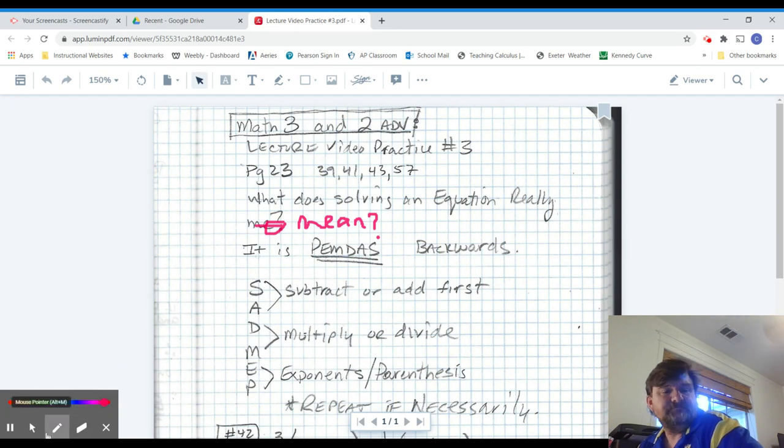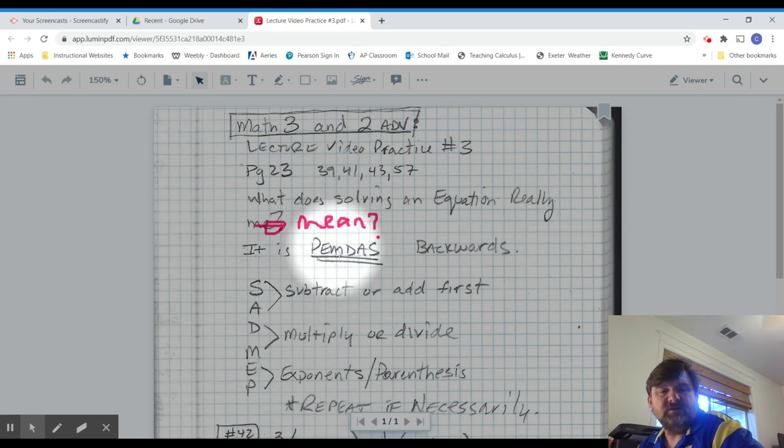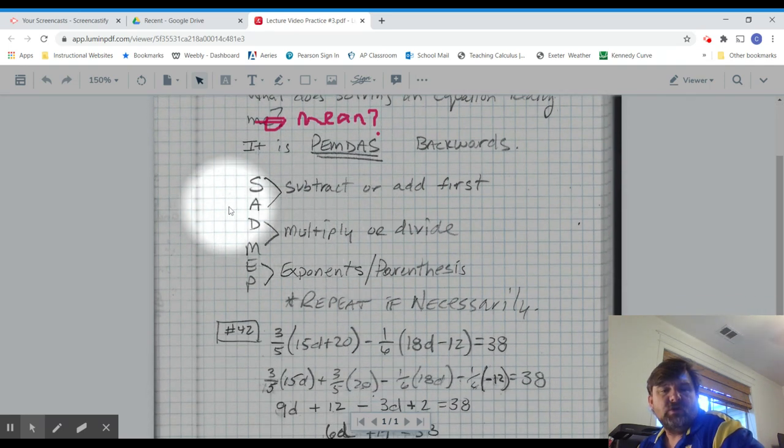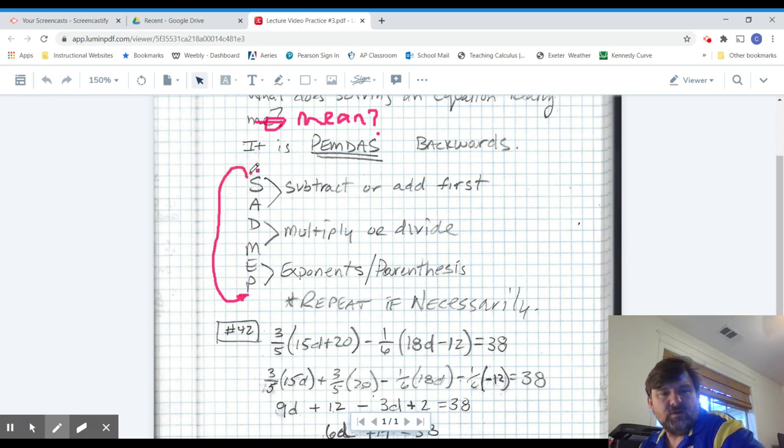All right, so we go back to that. Really what it means is you're doing your order of operations backwards. So we're doing PEMDAS backwards. We are doing add and subtract first. We're multiplying and dividing, which sometimes clears the parentheses out. We're doing parentheses next, and then you just repeat if necessary. So the idea is once you get to the bottom here, if you haven't solved the equation, you turn around and you go right back up to where you were. That's kind of the idea behind it.